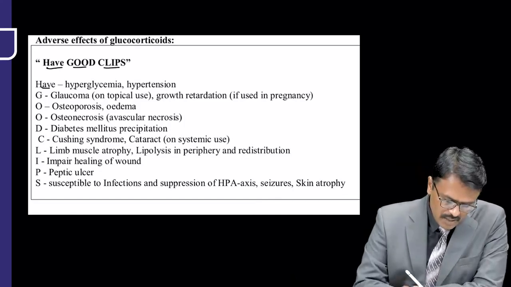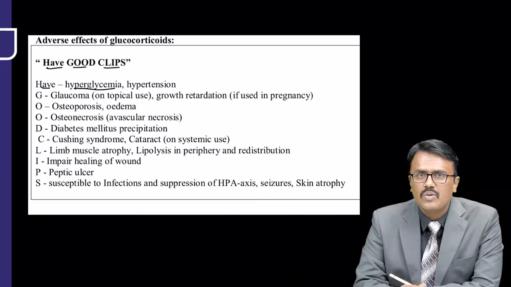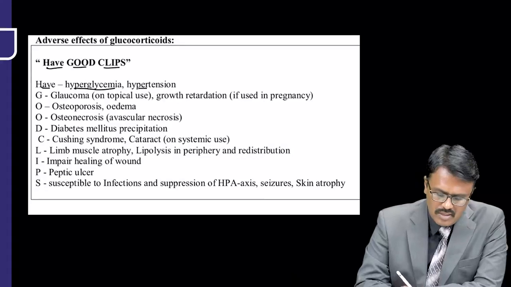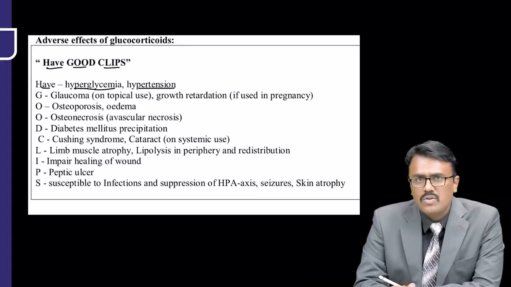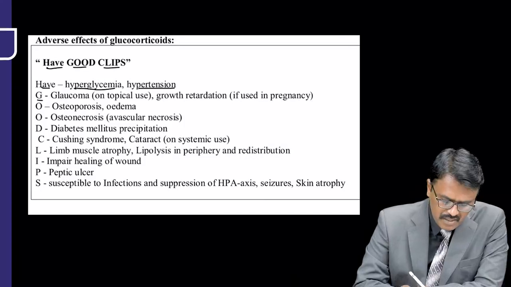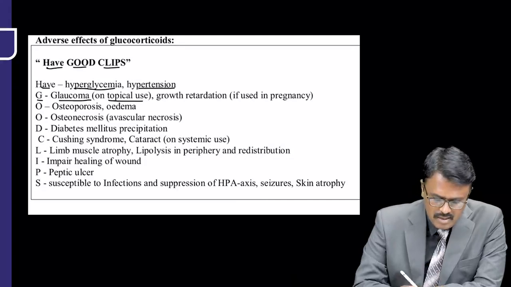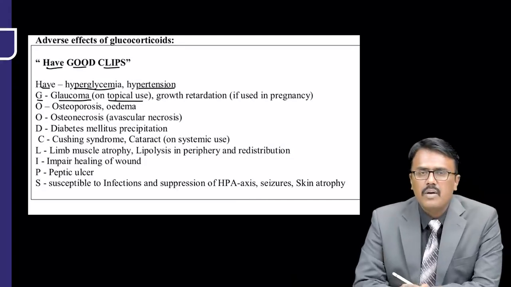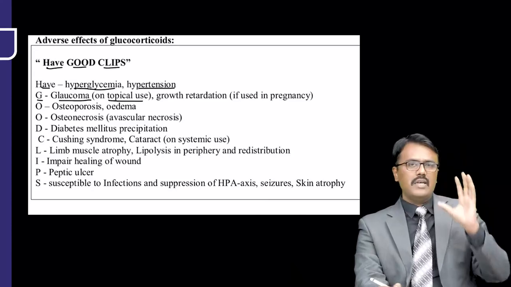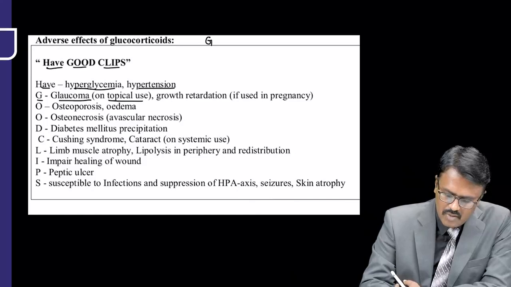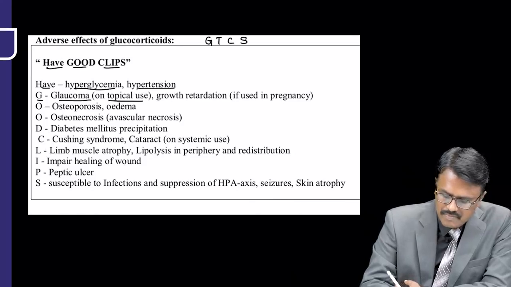So H stands for hyperglycemia. Steroids, glucocorticoids, the name itself is glucose, they increase glucose. Hypertension, because they cause sodium and water retention. G for glaucoma on topical use. Please see that glaucoma on topical use means when you use steroid eye drops, glaucoma increases. So there is a simple mnemonic. The mnemonic is GTCS. Now G stands for glaucoma.